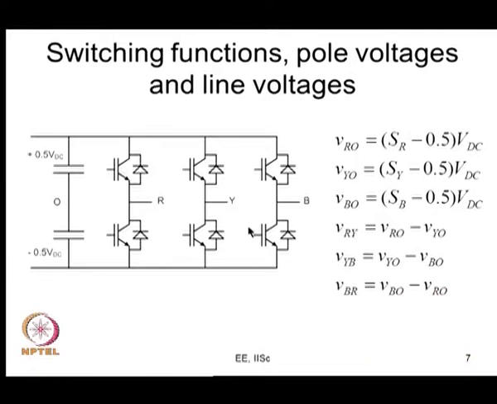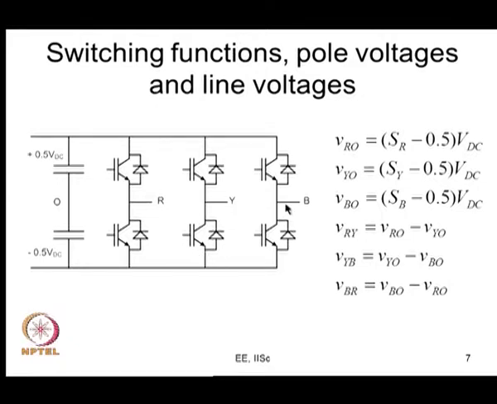You can write down your pole voltages in terms of these switching functions now. If SR is 1, 1 minus 0.5 is 0.5, 0.5 times VDC. So, if the top device is on, you get your pole voltage to be 0.5 VDC. If the bottom device is on, then SR is equal to 0, so you will get minus 0.5 VDC. You can see that it is fairly clear from that. The same way you will get VYO to be plus 0.5 VDC if SY is 1, that is the top is on. You will get it as minus 0.5 VDC if SY is 0 or the bottom is on.